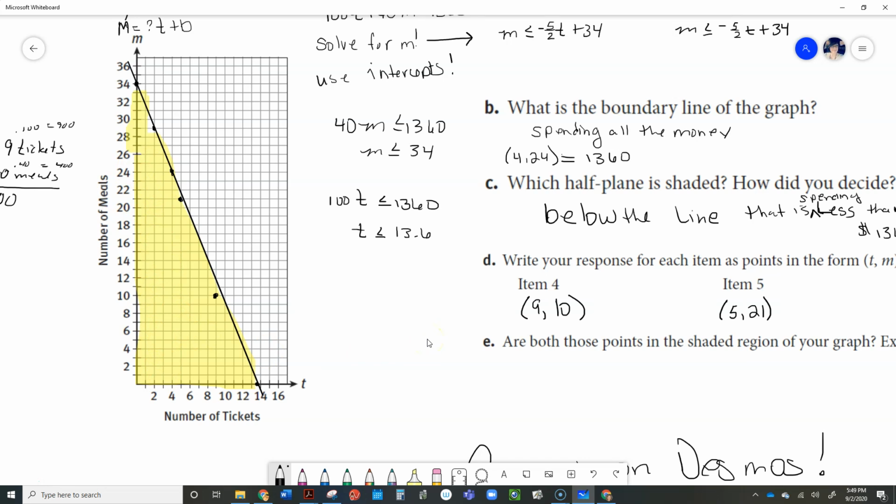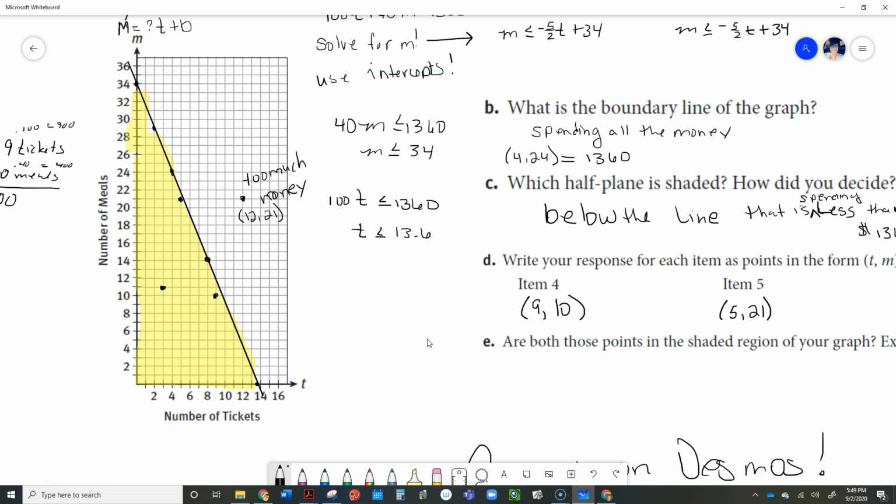So any point over here would be feasible, and if it's below the line, it's feasible and you have money left over. If it's on the line, you have spent all of your money, and if it's above the line, this is too much money. You have spent too much money up here. So if he tries to go to 12 shows and eat 21 times, if he buys 12 tickets and eats 21 times, he has spent way too much money.